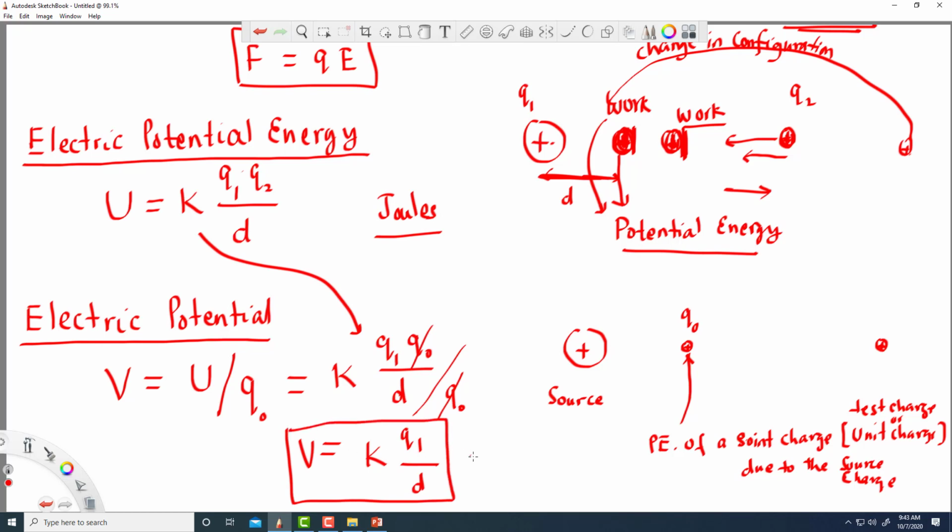Okay, so this is again energy of a unit charge due to some source charge. Now in this formula there is only one kind of charge, which is the source charge, so we don't even need to write 1 here. We can just write kQ over d.